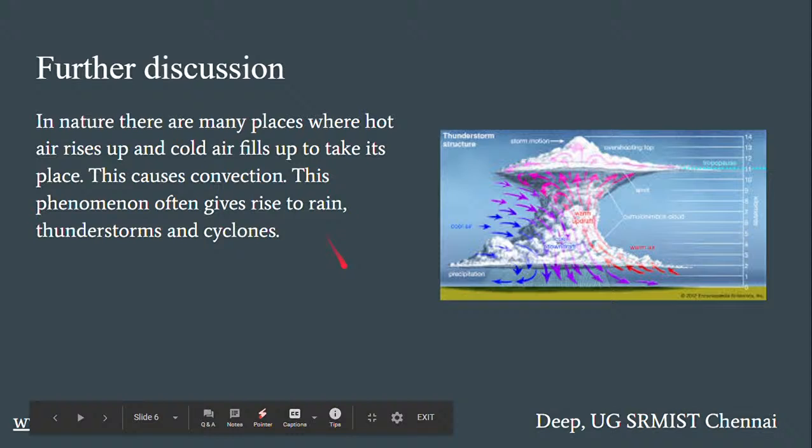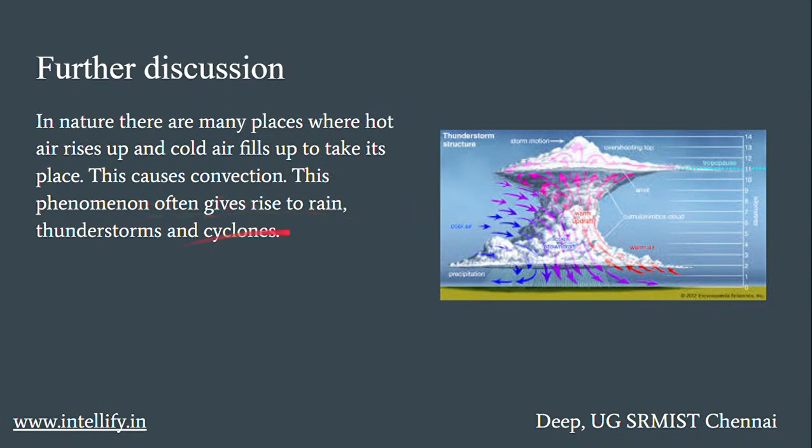अब अगर हम further discussion करें इस particular phenomenon की, so that is something we see in thunderstorms as well. So this is a typical structure of a thunderstorm. We'll be studying about thunderstorms in more detail in the upcoming slides as well. So in thunderstorm, what happens is, or we can first read this part, which is, in nature there are many places where hot air rises up and cold air fills up to take its place. This causes convection. This phenomenon often gives rise to rain, thunderstorms and cyclones.